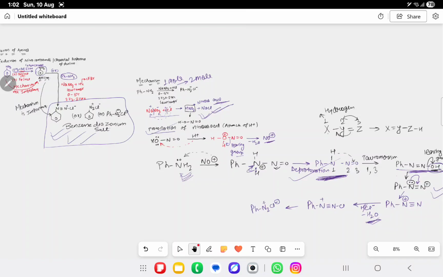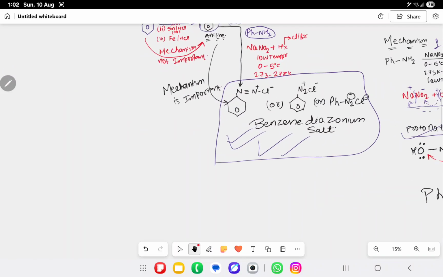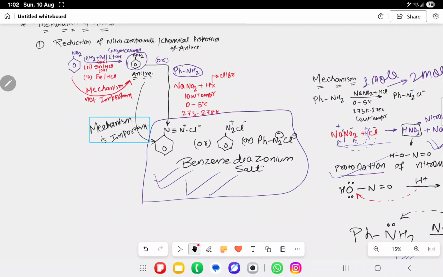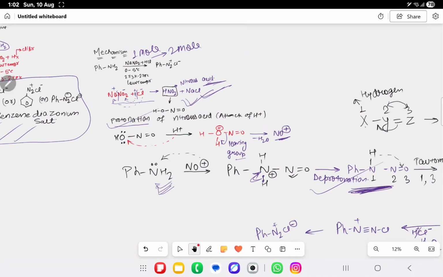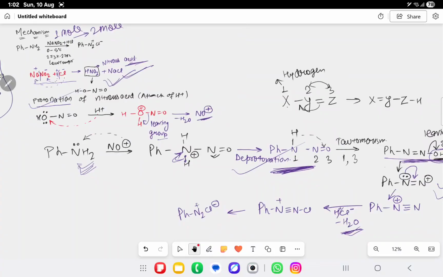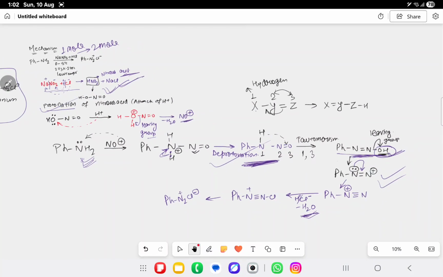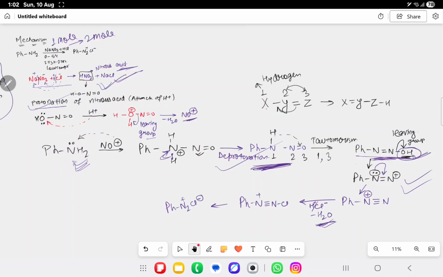Take the screenshot. If you have to take the screenshot, take this first. Taken this screenshot? Okay sir. Now take the screenshot over here. First you will take this part. I will make it one page. Take the screenshot over here. Okay. Yes, now come to all the possible reactions of benzene diazonium salt.